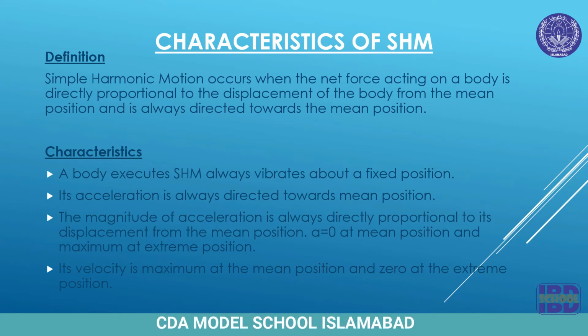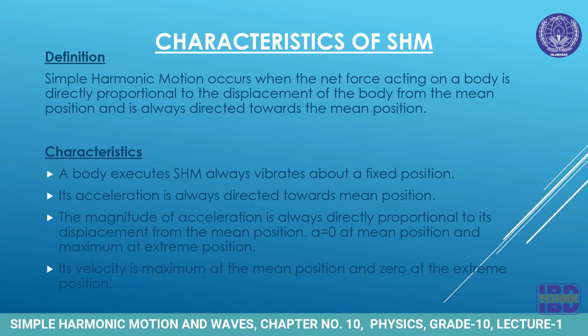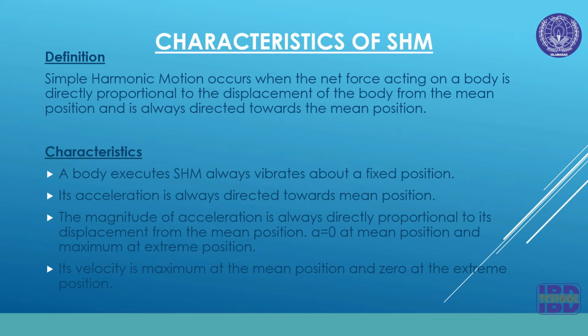Let's see the definition of simple harmonic motion. Simple harmonic motion occurs when the net force acting on a body is directly proportional to the displacement of the body from the mean position and is always directed towards the mean position. Let's see the characteristics of simple harmonic motion.